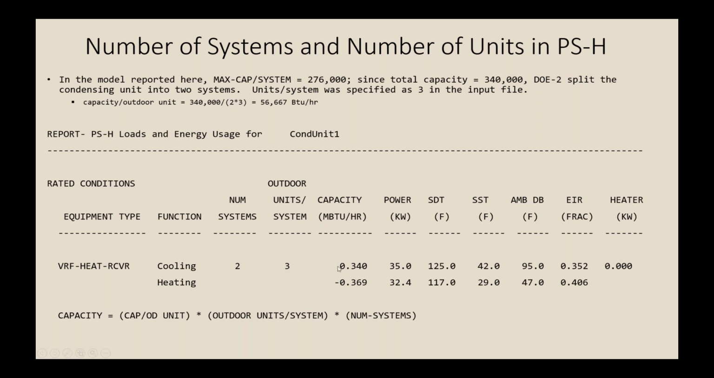The capacity that's listed in the PSH report is the total capacity of all systems in all units. So there's this little formula. This actually prints out as part of the PSH report to give you a guideline of what it all means. So capacity is the capacity per outdoor unit times the number of units per system times the number of systems. And there's a little sample calculation showing that up above.